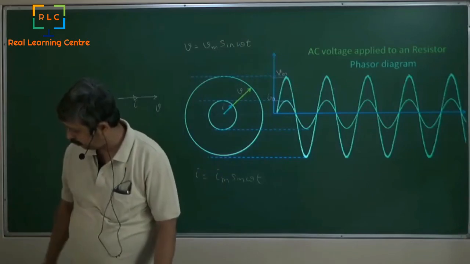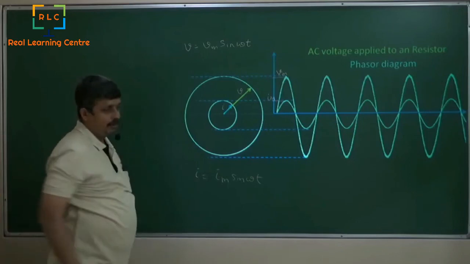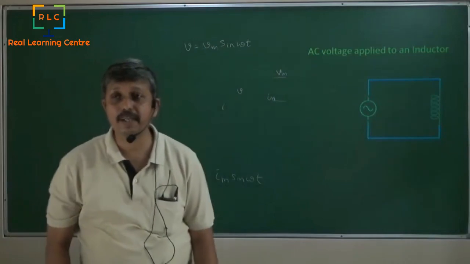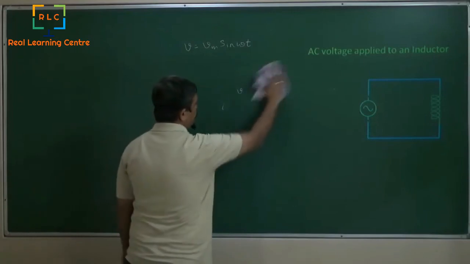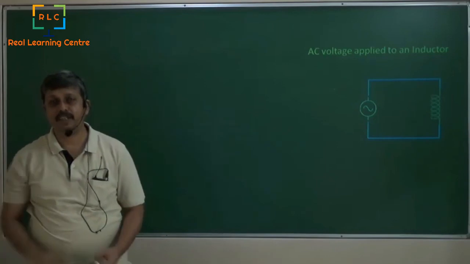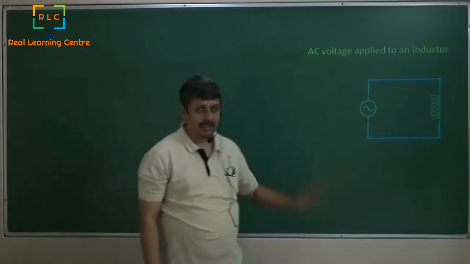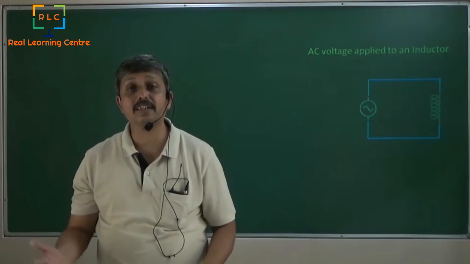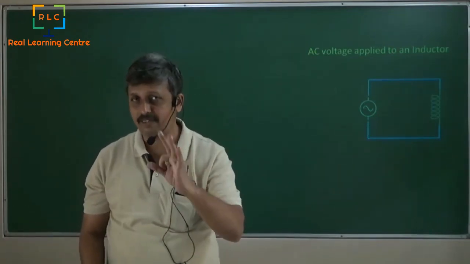With that understanding of a very simplistic scenario, now we'll move forward to understand what happens when an AC voltage is applied to an inductor. Here is where real AC comes into the picture. Till now, AC voltage and DC behaved in the same way. Now it actually behaves differently. What happens when you apply an AC voltage to an inductor, and how does its phasor diagram look? That we will see in the next session. Thank you.